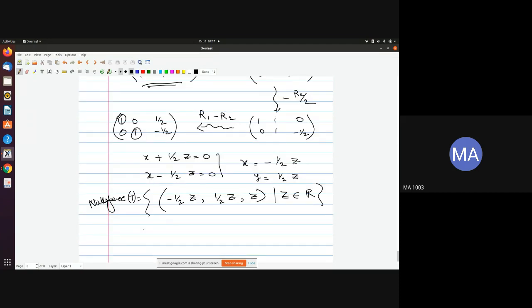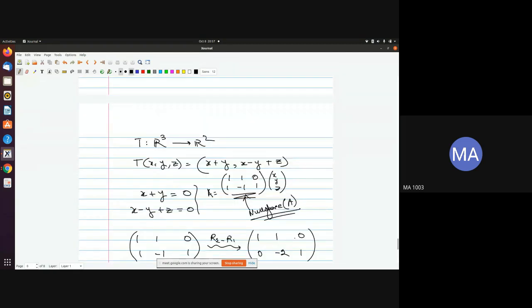Now this is a vector space, as you have seen earlier when I checked: the null space is a vector space. What is the dimension of it? 1. Why 1? Only one free variable is there. So the dimension of this null space, the same thing we did for a matrix, is the nullity. So this is 1. This is called the nullity of T, the nullity of the transformation. Okay?